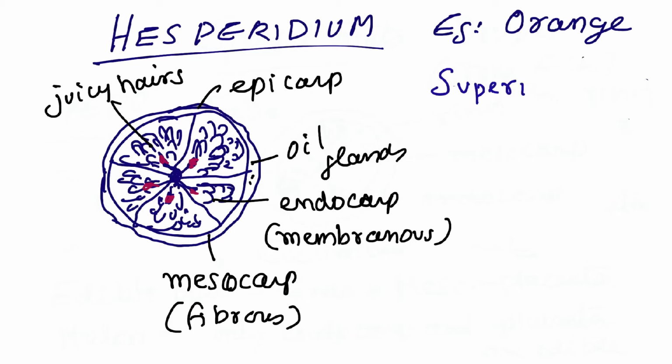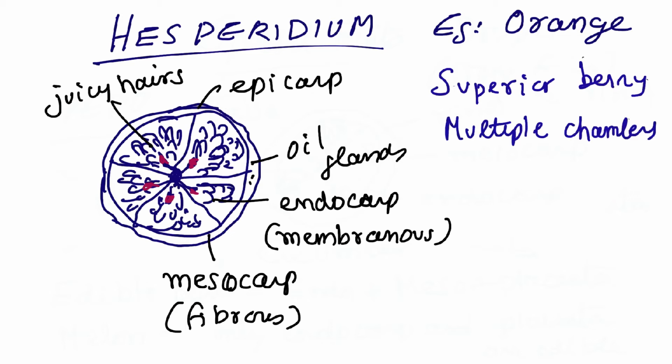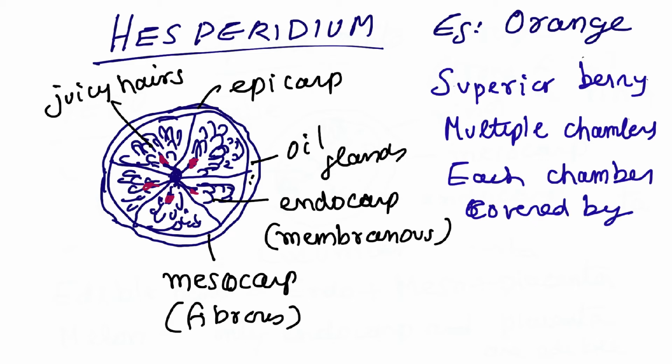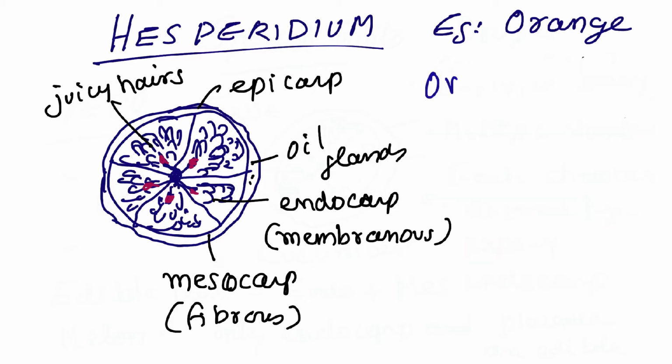Now, looking into other important points dealing with Hesperidium, it is a superior berry. So, what is a superior berry? It's something which we discussed in a previous video. It basically means developing from a superior ovary. It has multiple chambers, and each chamber is covered by a papery endocarp. So that's very important. The endocarp is quite papery.